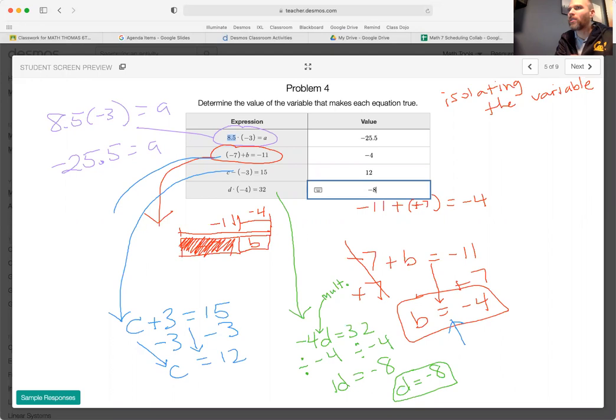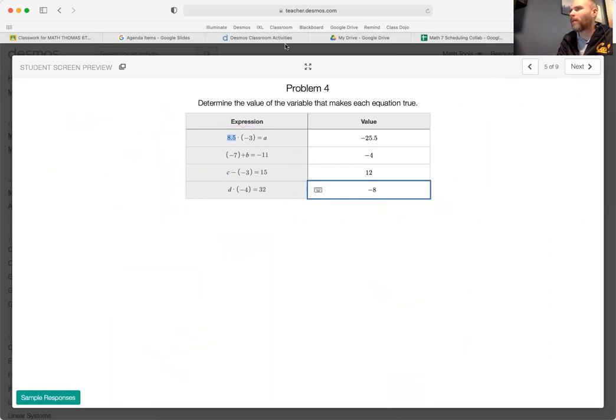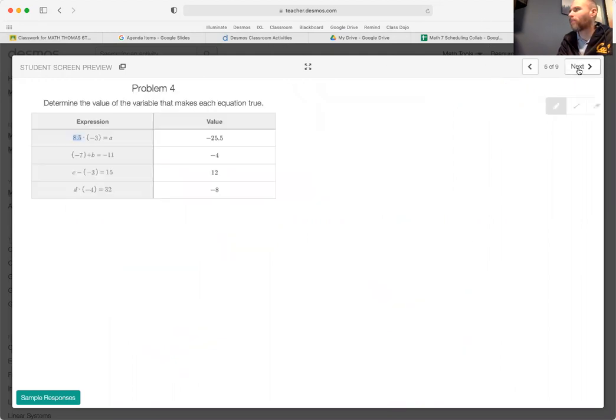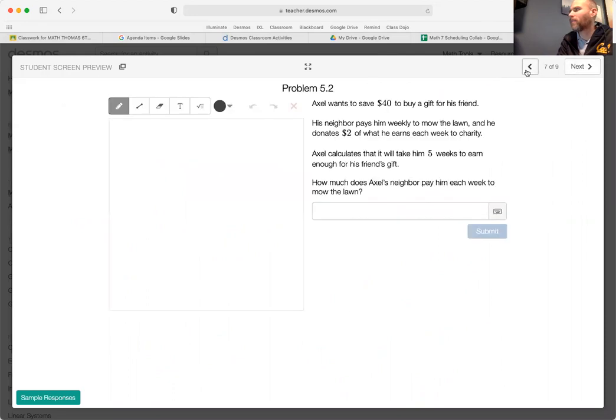And do you see how that solution makes sense? If you put a -8 where d goes, then the equation becomes -8 times -4 equals +32. That's true, right? All right, let's move on. Did I accidentally skip one?